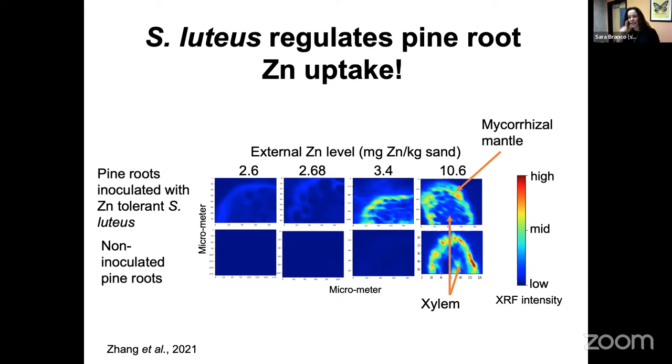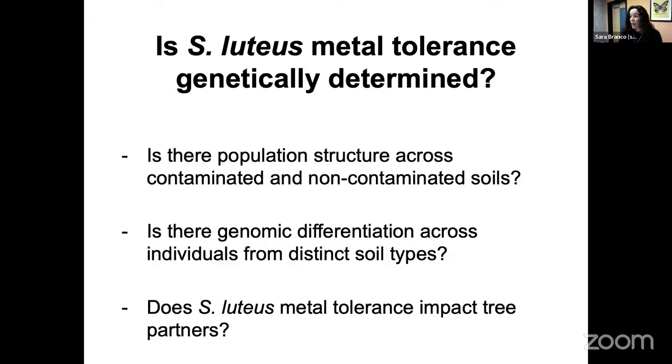We're now expanding this experiment, and I'll talk about it a little bit more in a minute. So if we go back to the questions about Suillus luteus metal tolerance: is there population structure across contaminated and non-contaminated soils? No, there isn't. Is there genomic differentiation across the different soil types? Yes, there is. Even though there's no population differentiation, there are a set of genes that are differentiated and that seem to be very involved in being able to tolerate metals. And does Suillus luteus metal tolerance impact tree partners? Yes, it does. And it seems to be maybe even more important than we thought mycorrhizal fungi were, because it can act as a barrier for plant metal intake.